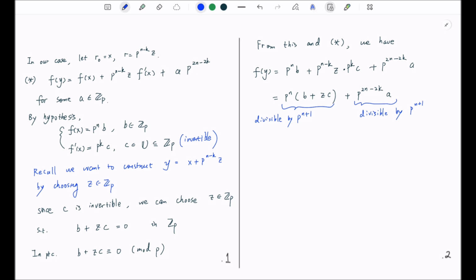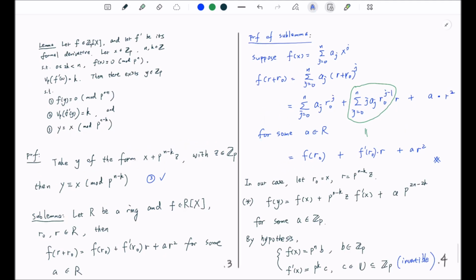This is by our assumption, n is strictly bigger than 2k. And this part is because of this. So the whole thing is congruent to 0 modulo p^(n+1). And this verifies this, our statement number 1.